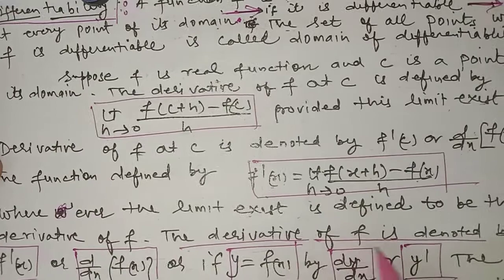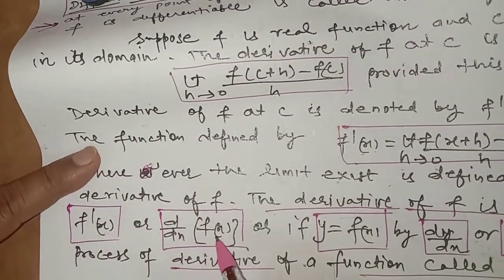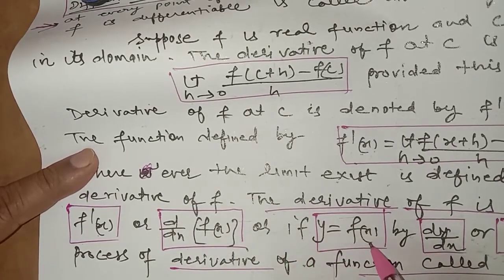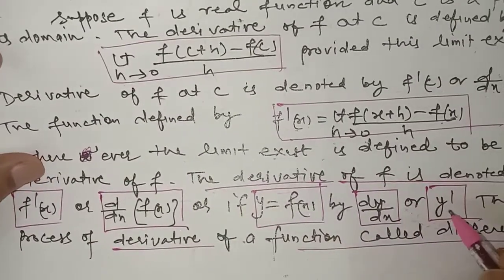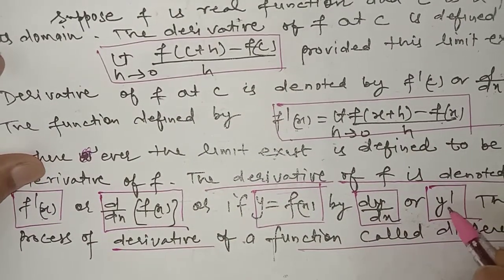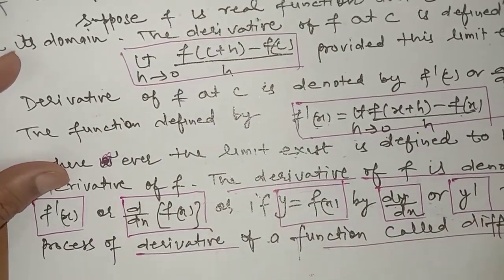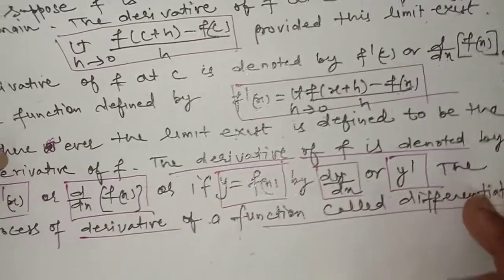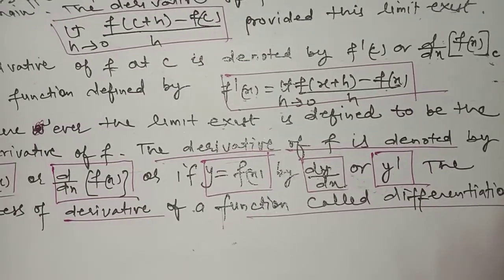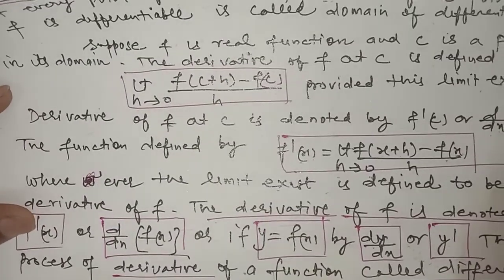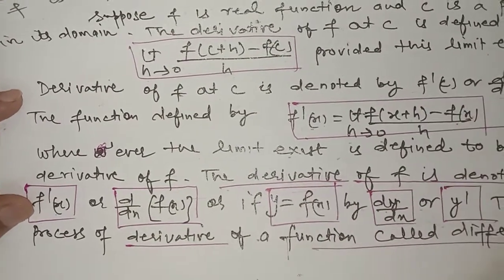Now the derivative of f is denoted by f dash x, or d upon dx of f(x). If y is equal to f(x), then its derivative is denoted by dy by dx, or y dash, or f dash x. The process of finding the derivative of a function is known as differentiation. You have done the basics of this derivative in your class 11 and you know most of the formulas, even then I am recalling them again.